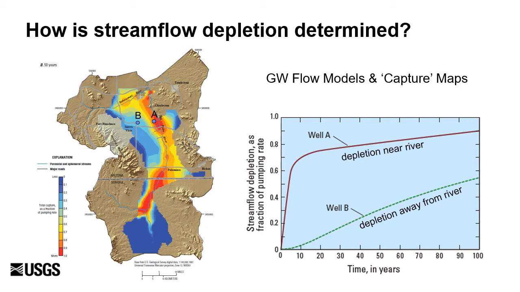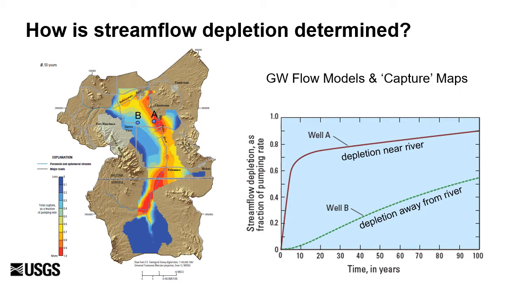And then once you have a calibrated groundwater model, it can be used to estimate stream flow depletion at all locations of interest within the model domain, as well as through time. And these can be color-coded into what we call capture maps. This map on the left is an example of a capture map developed for the San Pedro Basin in southern Arizona for the stream flow depletion that would occur after 50 years of pumping.